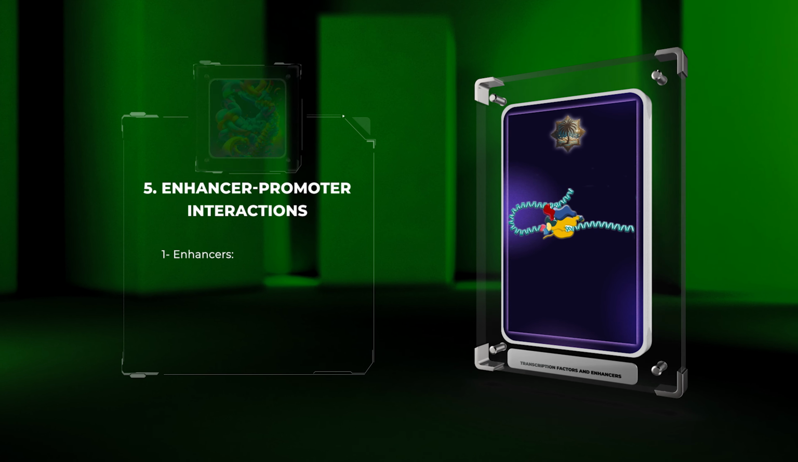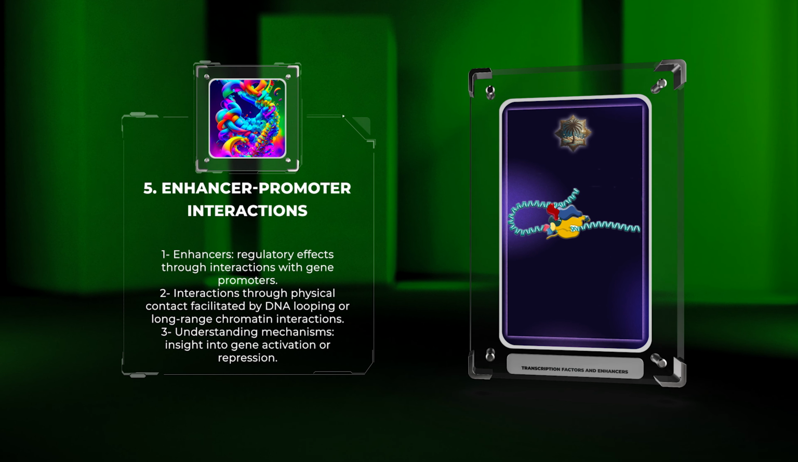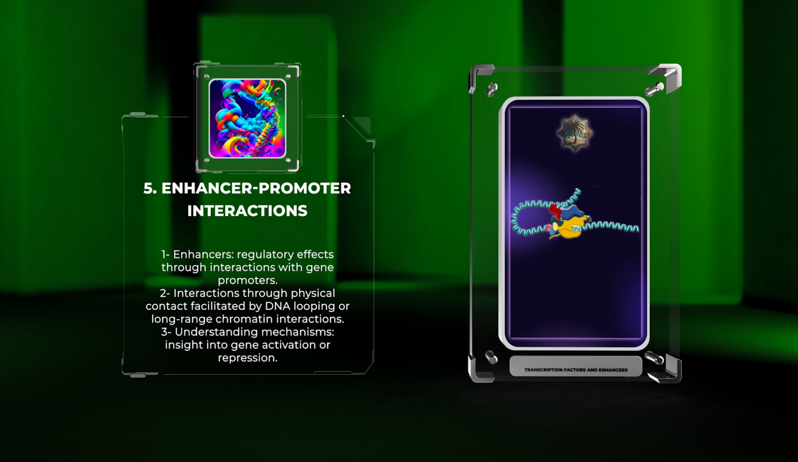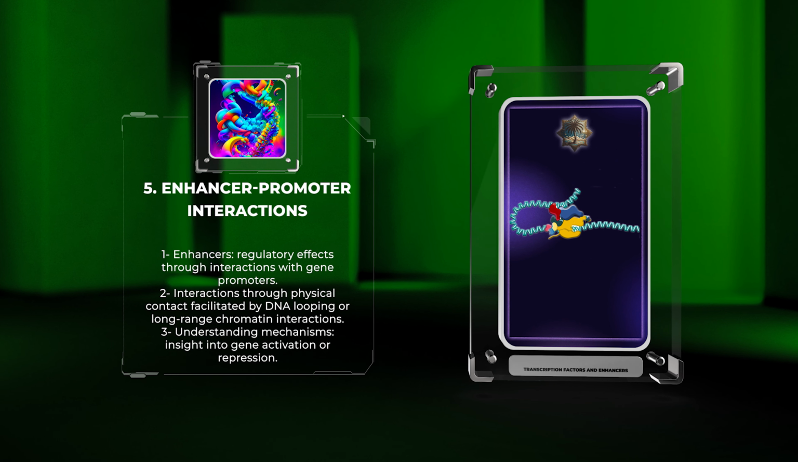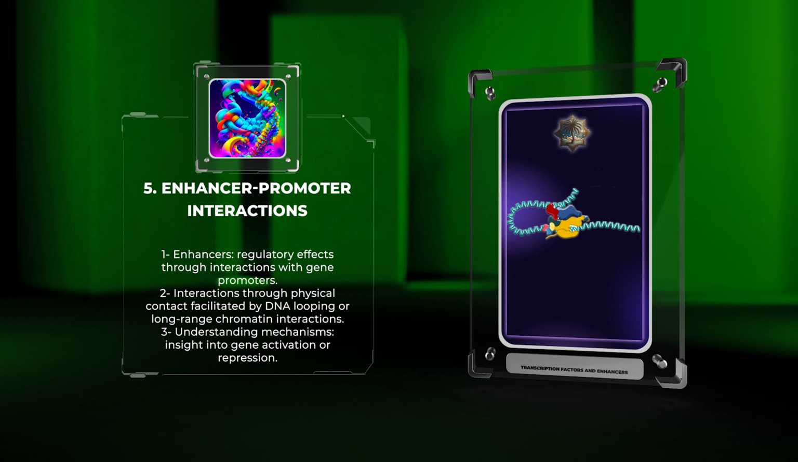Enhancers exert their regulatory effects by interacting with gene promoters. These interactions can occur through physical contact facilitated by DNA looping or through long-range chromatin interactions. Understanding the mechanisms of enhancer-promoter interactions provides insights into how genes are selectively activated or repressed.